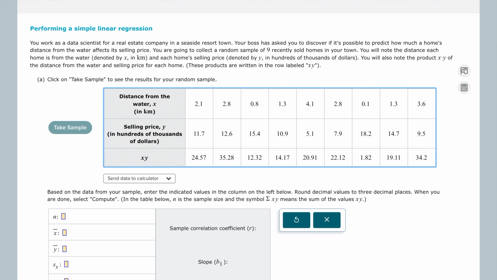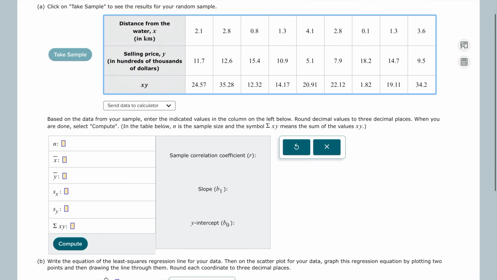Here we are sampling 9 houses to see if the distance from the water affects the selling price, okay? What kind of correlation do they have? So you have to fill out this chart. To fill out this chart, use the calculator. This is where it makes it easier. If you click on explanation, it's going to give you all the crazy formulas.